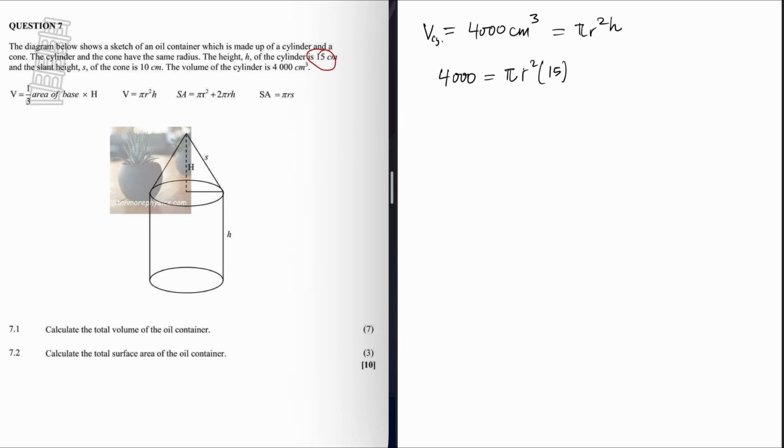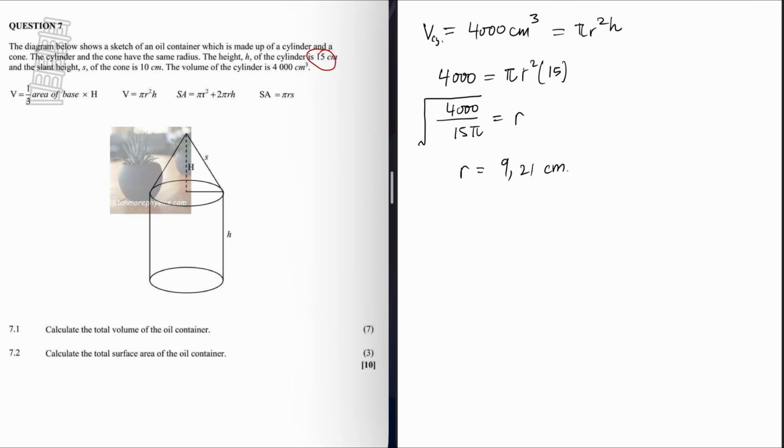That means I can solve for r. So 4,000 divided by 15 pi. And if I square root that, I'm going to get r. So r is then equal to 9,21 centimeters. So I've got the radius. Okay, we're probably going to need it somewhere. Let's see.